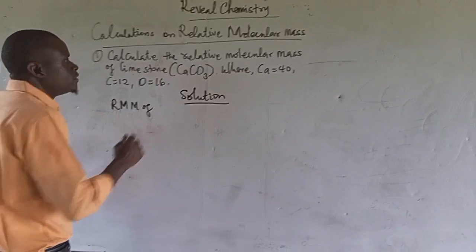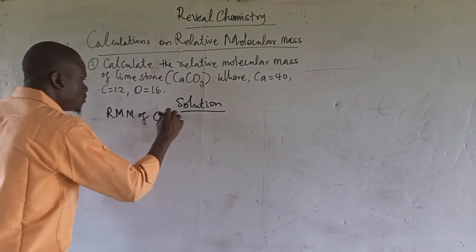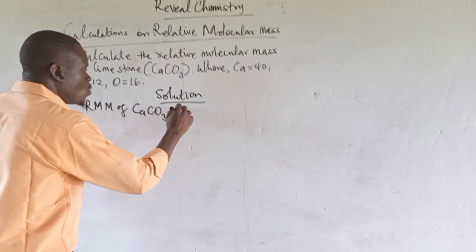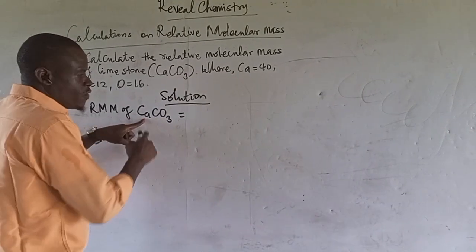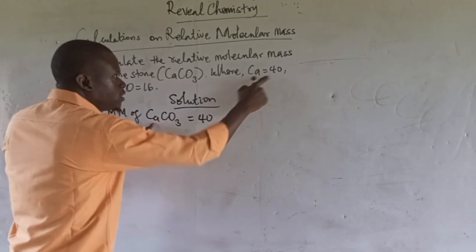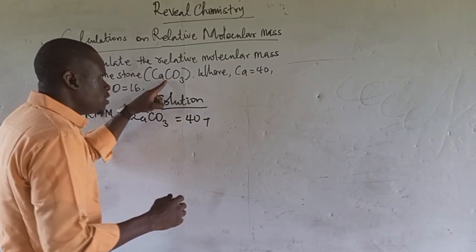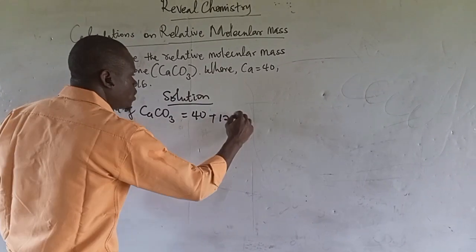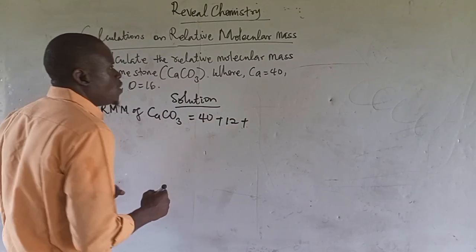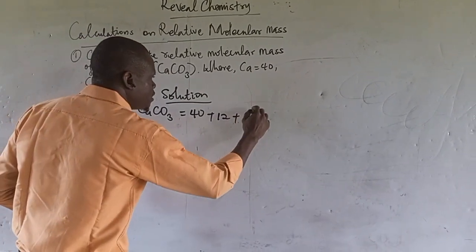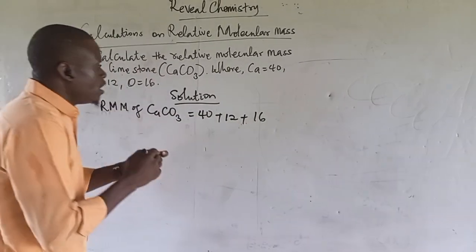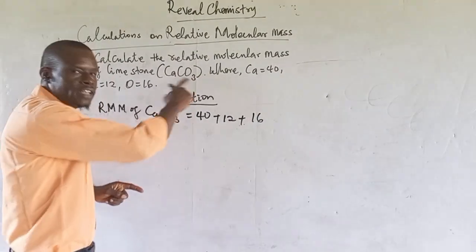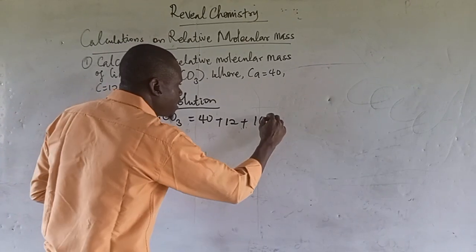RMM of calcium carbonate, CaCO3, that is limestone, you see. The mass of calcium, that is 40, plus the mass of carbon, which is 12, plus the mass of oxygen, which is 16. But here, you look at oxygen here. Oxygen has a coefficient of 3 attached to it, so it says times 3.